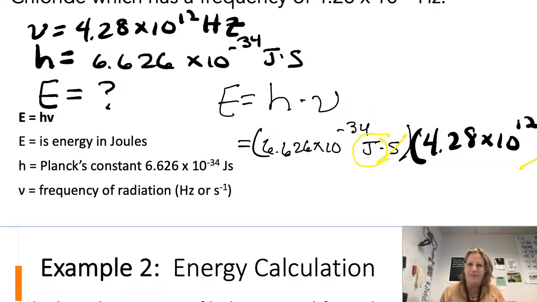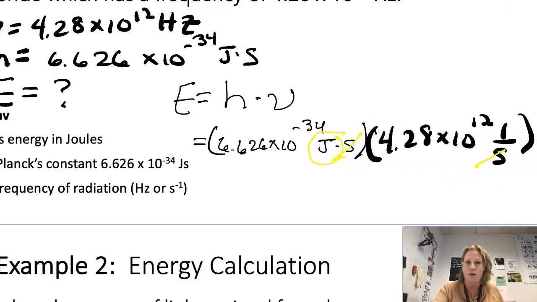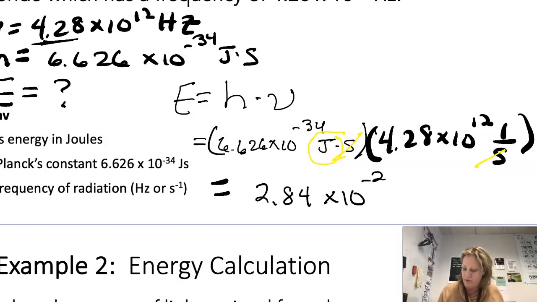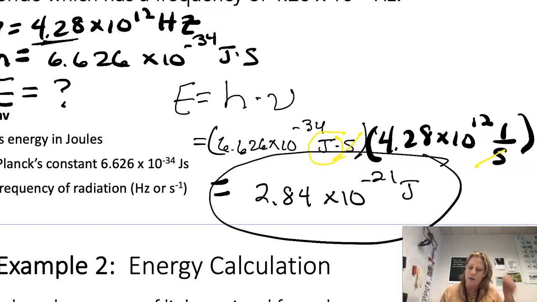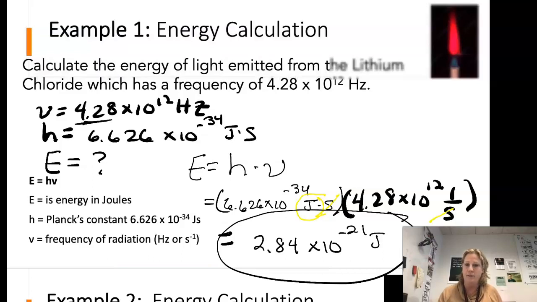When I multiply this out, my answer is, and I'm going to give it 3 sig figs because I have 3 in my frequency, 2.84 times 10 to the negative 21st joules. So that would be the amount of energy of a photon of the light emitted when we did the flame test on the lithium.